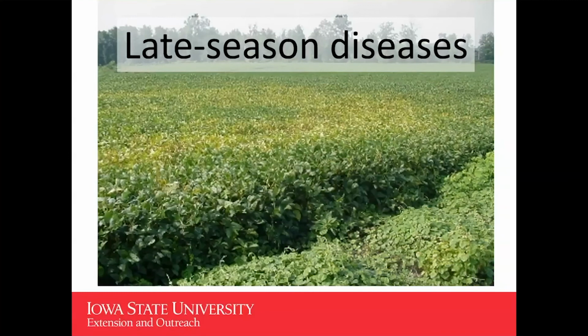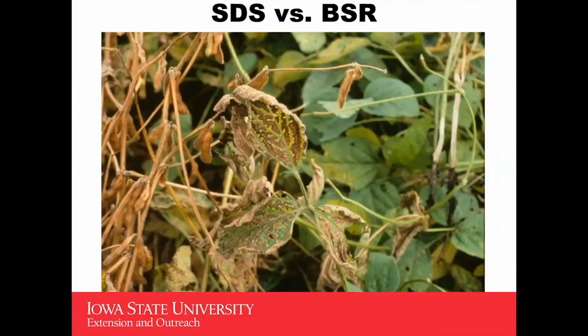So, late season diseases. I'm going to switch back to soybeans for this one. Two very common diseases in Iowa and the Midwest are soybean sudden death syndrome and brown stem rot, SDS and BSR for short. The trouble with distinguishing between these two is that they make the same foliar symptoms. This chlorotic or necrotic intervenal chlorosis, like this picture is showing, would be the same for brown stem rot and SDS. So how do you tell them apart?